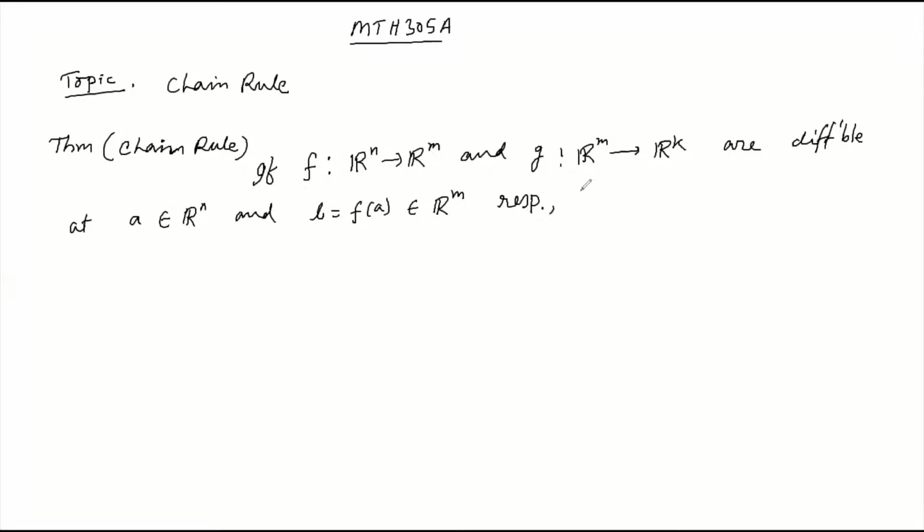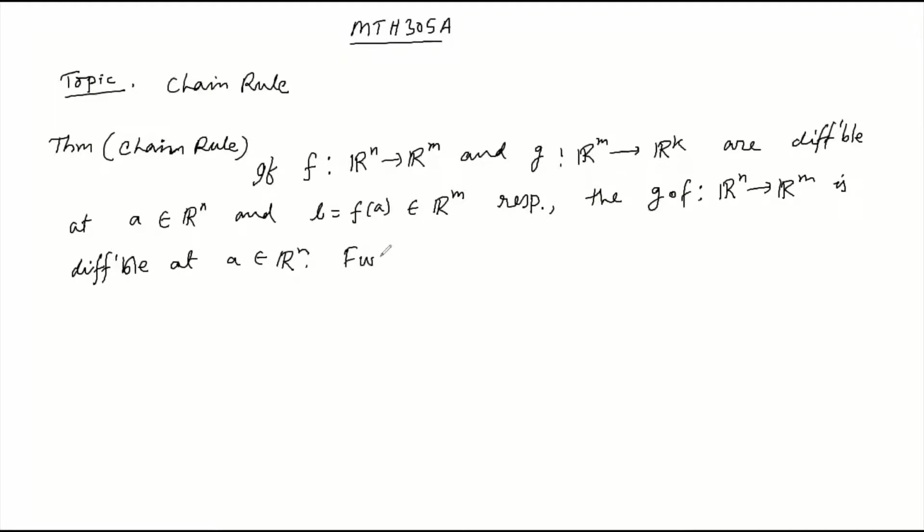Then the composite function g composed with f, that is a function from Rn to Rk. Then the composition of f and g is also differentiable at the point a belongs to Rn.